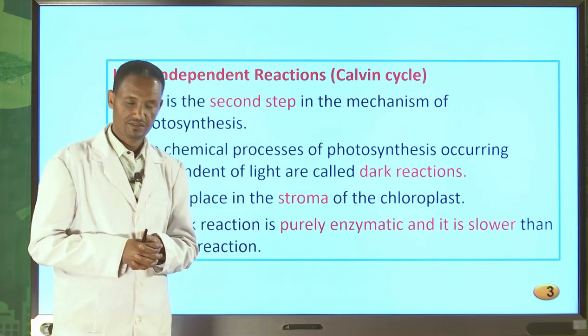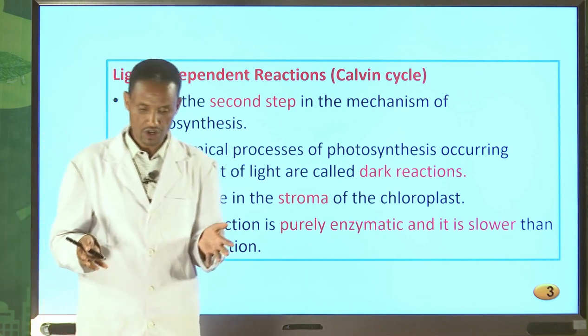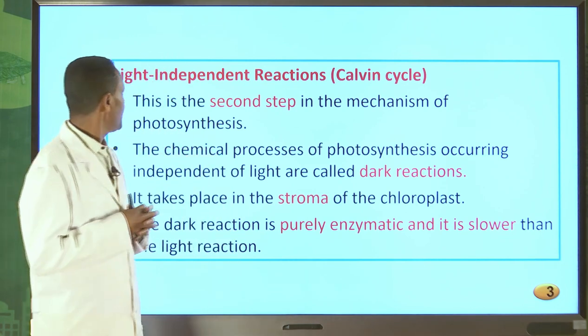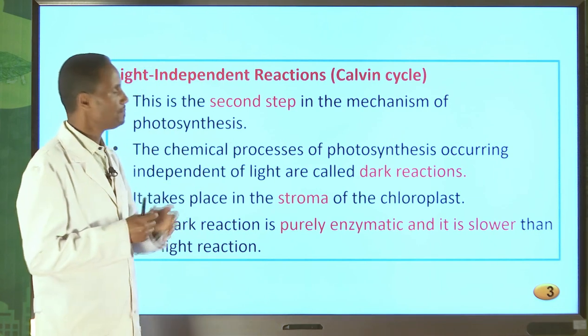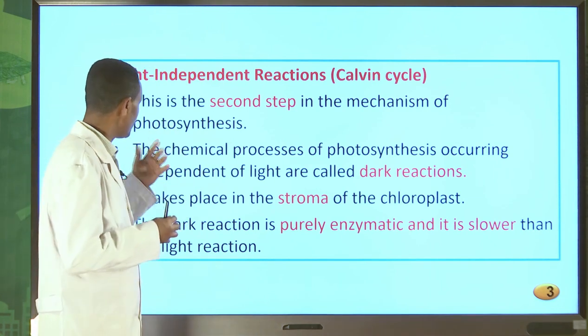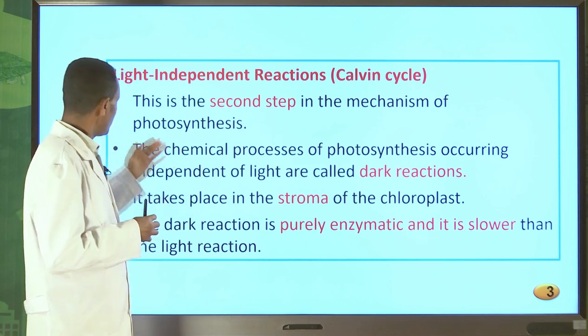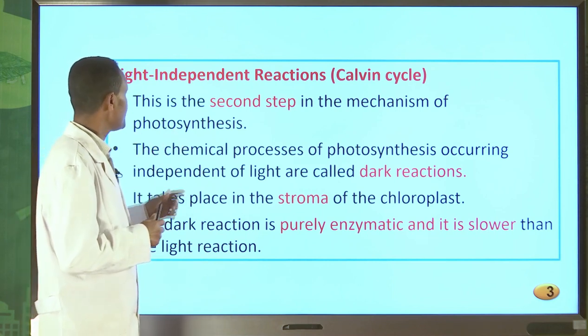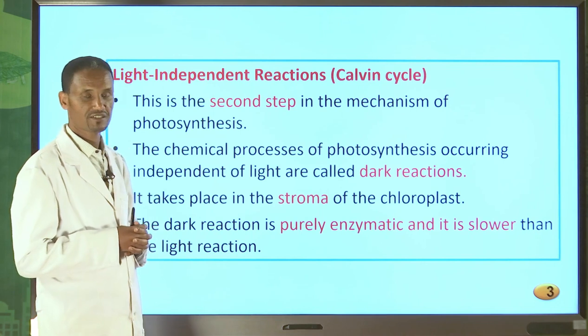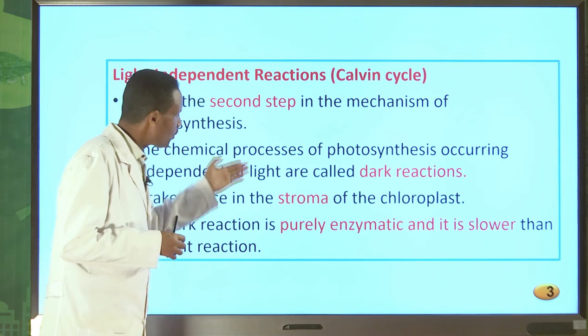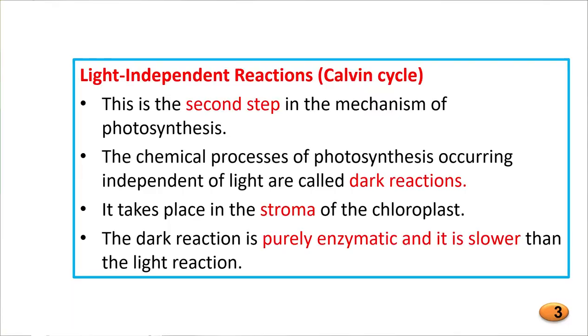Light-independent photosynthesis. This light-independent photosynthesis is called the Calvin cycle. Here, this is the second step in the mechanism of photosynthesis. The light-independent photosynthesis is the chemical process of photosynthesis occurring independent of light, which we call the dark reaction. This process takes place in the stroma of the chloroplast.